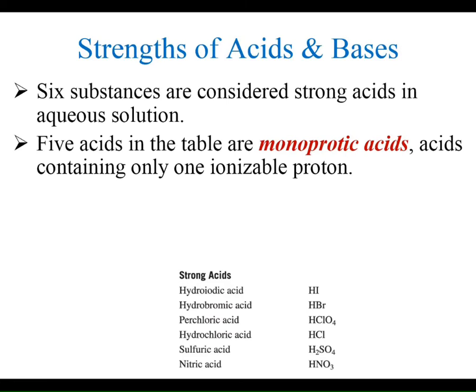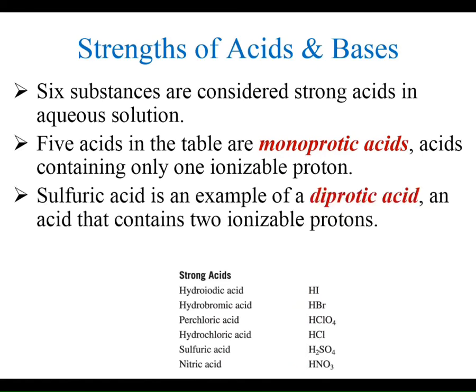But notice one of them, sulfuric acid, has two protons. It's H2SO4. So what do you think we call it? Diprotic. Yes, you are so smart. If one was mono, two was di. So H2SO4 is called a diprotic acid. And there are even acids that have a lot more. Like, for example, we saw phosphoric acid was H3PO4. So that one you might call triprotic.